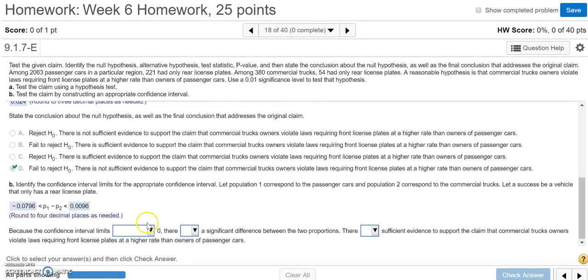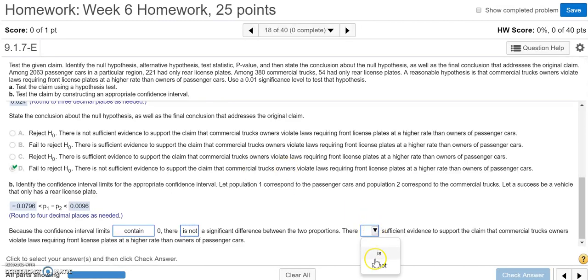Now, because the confidence interval limits do contain 0, right? This is a negative number and this is a positive number, so 0 has to be in the middle of a negative number and a positive number. There is not a significant difference between the two proportions, right? Here in the middle, I have the difference between the two proportions. Well, if I can subtract one proportion from another and I get the value 0, that means that the two numbers had to be the same. The only way I can get 0 after subtracting two numbers is if they were the same. And if they are the same, that of course means that they are not different.